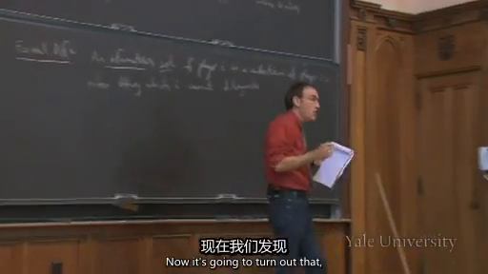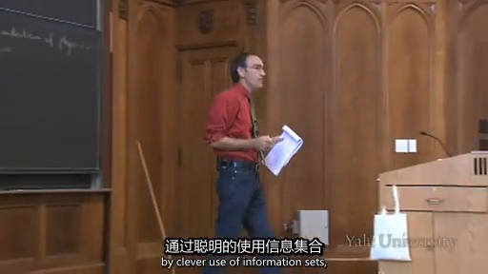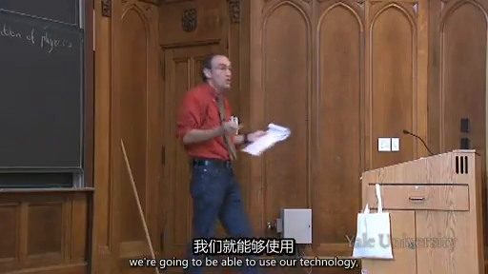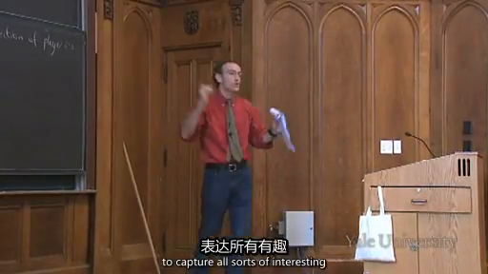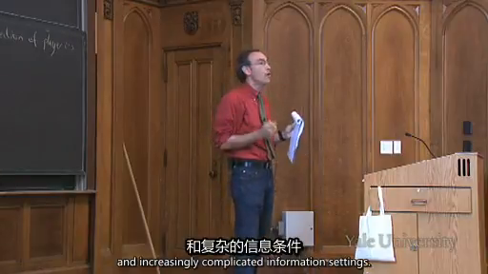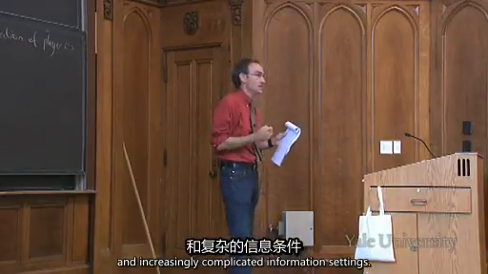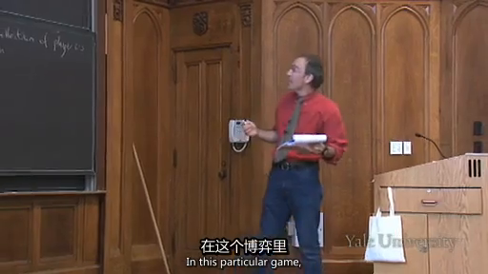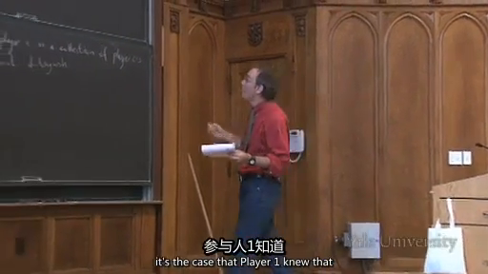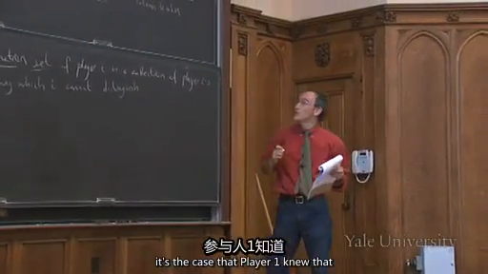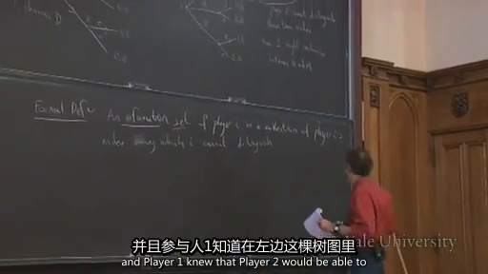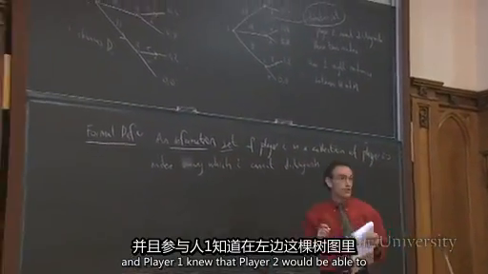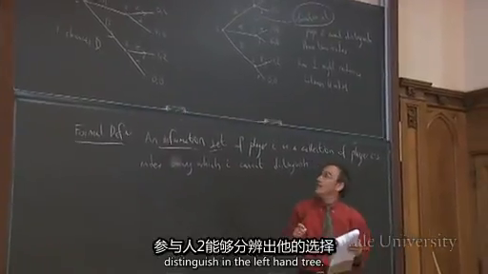All right. It's going to turn out that by clever use of information sets, we're going to be able to use our technology of drawing trees to capture all sorts of interesting and increasingly complicated information settings. In this particular game, player 1 knew that player 2 was not going to be able to distinguish between up or middle in this tree, and player 1 knew that player 2 would be able to distinguish in the left-hand tree.